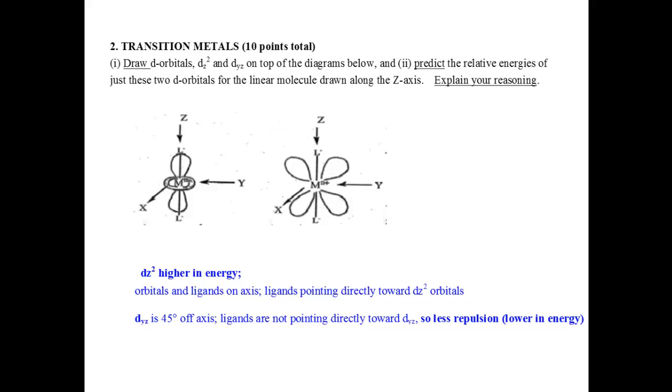Now drawing the orbitals should be easy. For a molecule that has ligands placed along the z-axis, you can predict, according to crystal field theory, that the orbitals lying along or toward the z-axis will have net destabilization. So you'll have dz squared higher in energy compared to dyz.